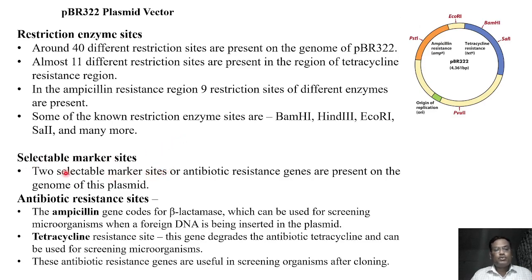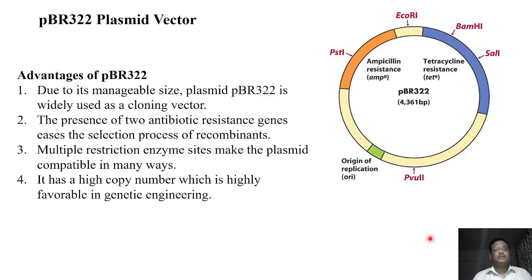Selectable marker sites. Two selectable marker sites, or antibiotic resistance genes, are present on the genome of this plasmid. I already explained it. This is one selectable marker site and this is another selectable marker site. Antibiotic resistance sites are called selectable marker sites. The ampicillin gene codes for beta-lactamase, which can be used for screening microorganisms when a foreign DNA is inserted in the plasmid. I already explained how the selectable markers are of use during screening.